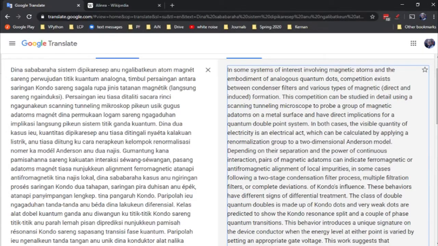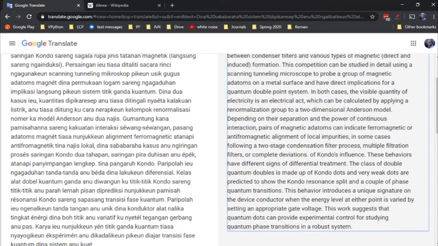Jeez. To probe a group of magnetic atoms on a metal surface and have different implications for a double quantum dot point system. A quantum double point system. It's not a double quantum dot system, it's a quantum double point system. In both cases, the visible quantity of electricity is an electrical act. Ooh, it's an electrical act! Which can be calculated by applying a renormalization group to a two-dimensional Anderson model. No, two-impurity Anderson model. Okay.